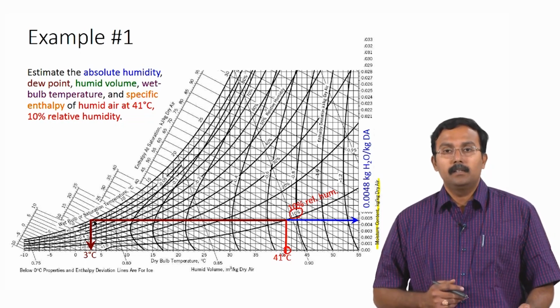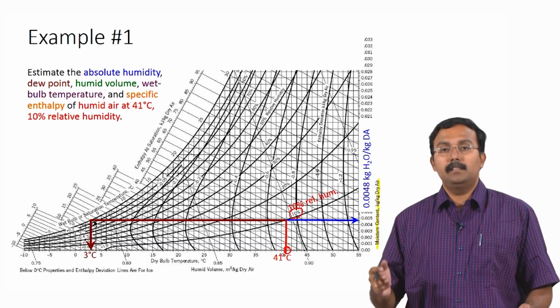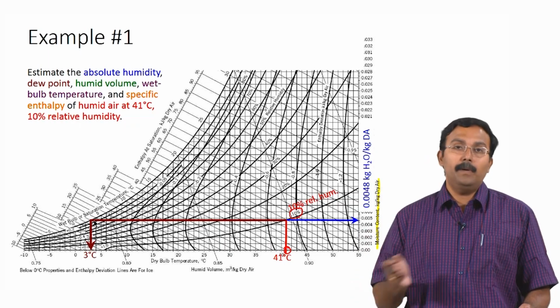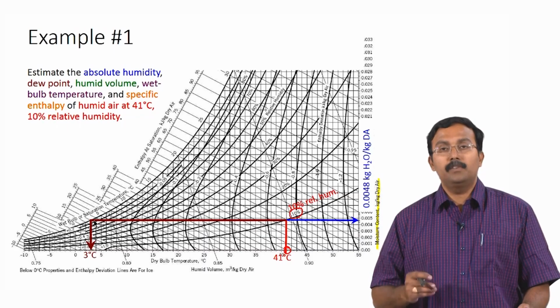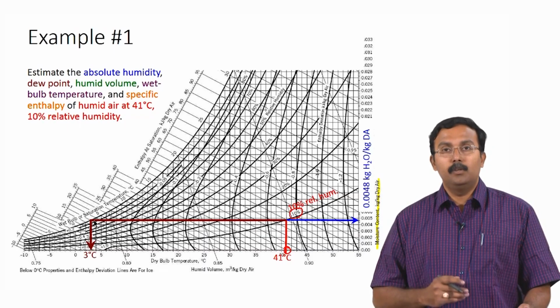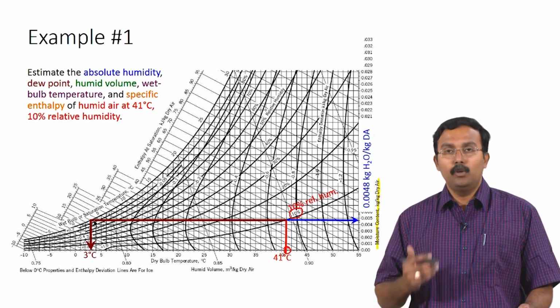So, this is 3 degrees Celsius, and that would be the dew point for this particular mixture. As you see, you have to cool the 41 degrees Celsius, 10% relative humidity air all the way to 3 degrees Celsius for the first dew to start forming. If the relative humidity were higher, the dew point would also be higher.